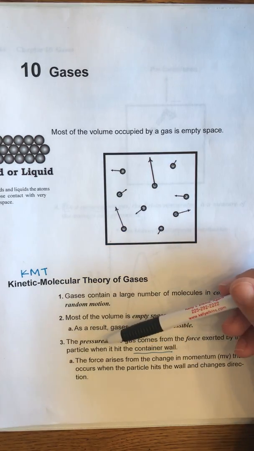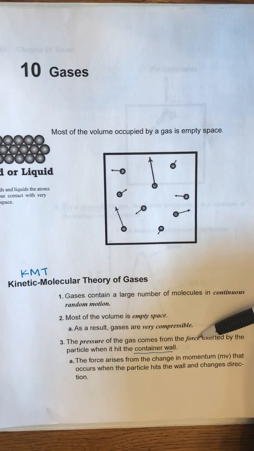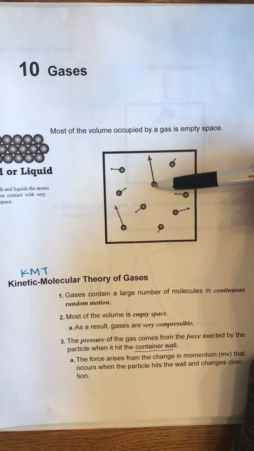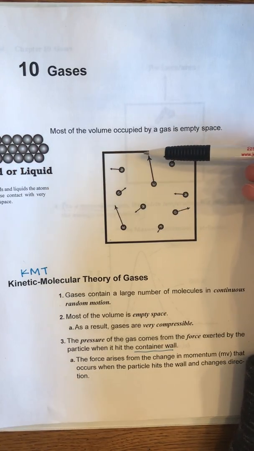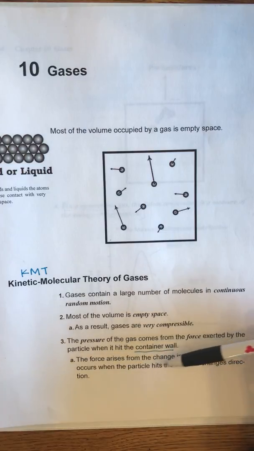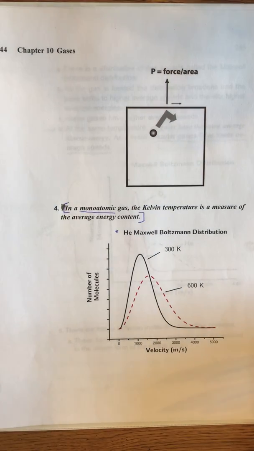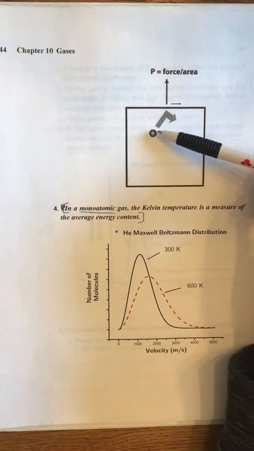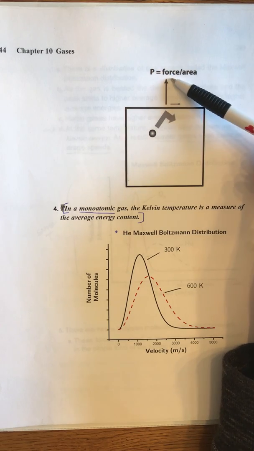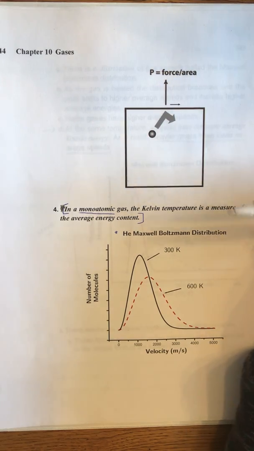Okay. The pressure of a gas comes from a force exerted by the particles when they hit the container wall. So if this particle were to hit this top wall, it would exert a force on this wall, which creates pressure. And so that force arises from the change in momentum that occurs when the particle hits the wall and changes direction. So you can see in this diagram up here, he's showing you the particle hits the wall and exerts a pressure. The pressure is force over area.